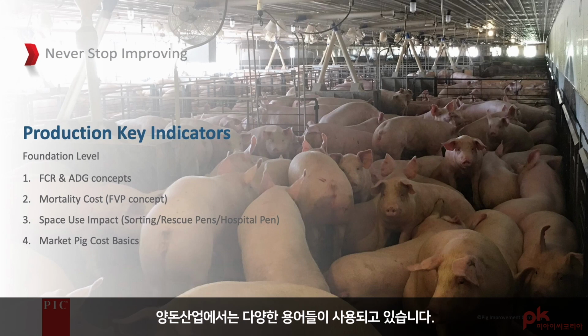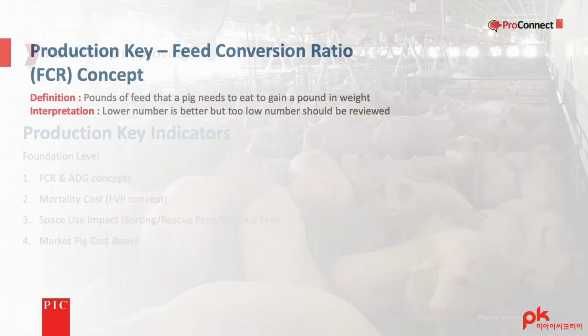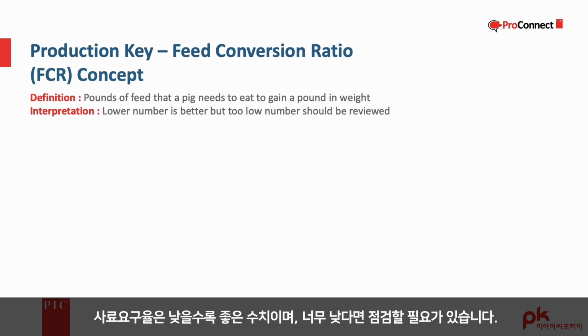Introduction uses several terms that may not be familiar. In this section, we will look at a few key indicators commonly used and discuss their meanings and why they are important. The first key indicator we will discuss is the concept of feed conversion ratio. Simply put, it is the pounds of feed a pig needs to eat to gain 1 pound of weight. A lower number is better, but very low numbers should be reviewed.